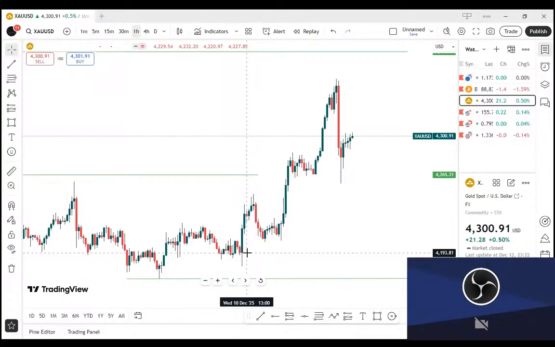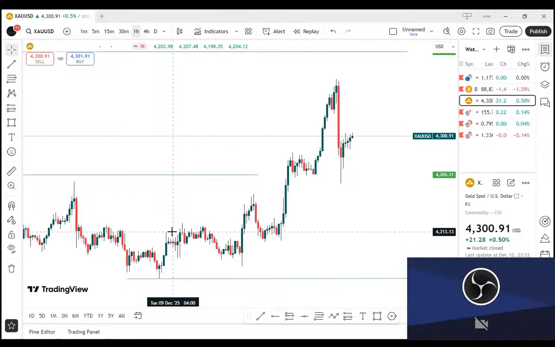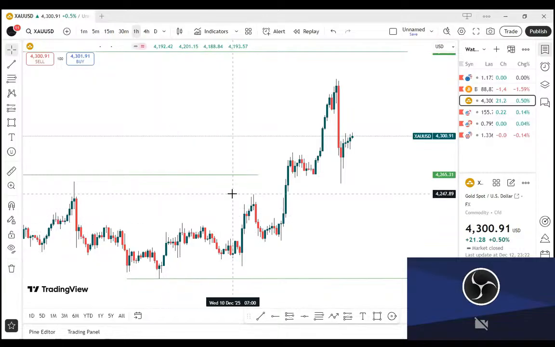Plan your trades. Look at the markets. How am I going to trade? How am I going to put my TP? Where am I going to put my stop loss? Then from the trend of the market, you determine where your stop loss and TP will be.